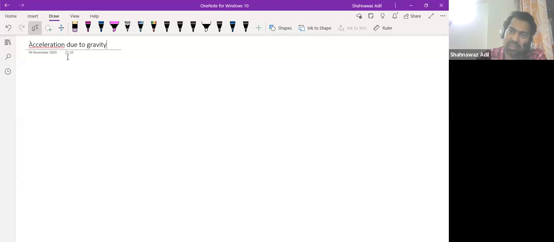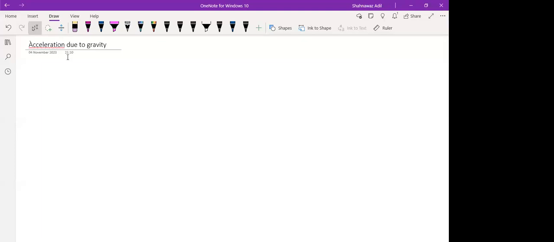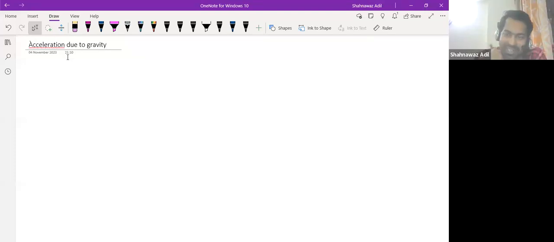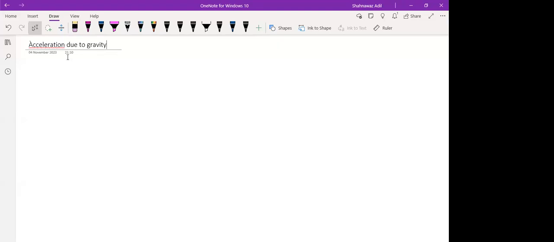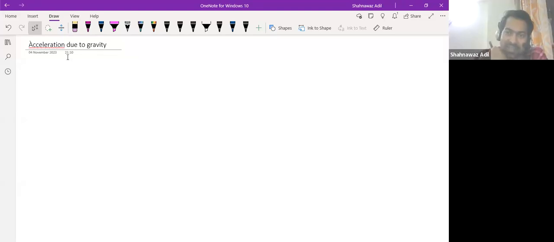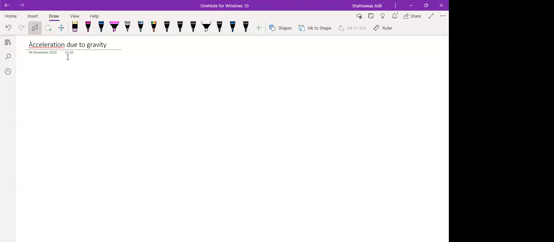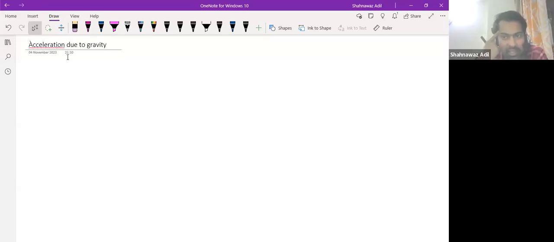What is 9.8? The value of gravity, G. So G is what? G is acceleration due to gravity, right? And if it is 10 meters per second square or 9.8 meters per second, so it will be 9.8 only. 9.8 meter per second square.